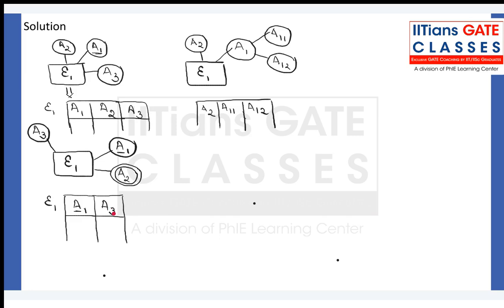I will have another table which will have the primary key of the strong entity, which is A1, along with the multi-valued attribute, which is A2. And this attribute here, A1, becomes a foreign key to this table. Everyone knows what is a foreign key?